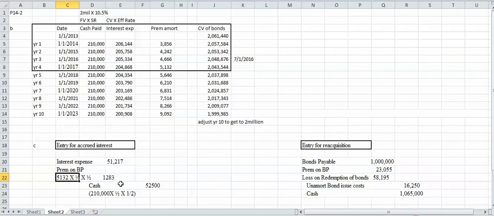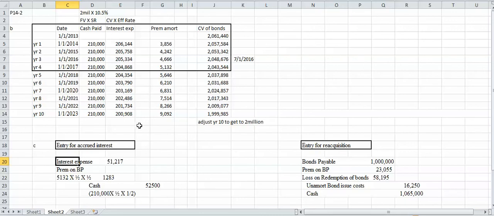The cash amount is, we would normally pay $210,000, but because we're only reacquiring half of them, we cut that in half. And because we're only doing half of the year, July 1st, we cut that in half again. So the cash amount is going to be $52,500. Plug the interest expense now so that the debits equal the credits, and you'll have your interest expense of $51,217.